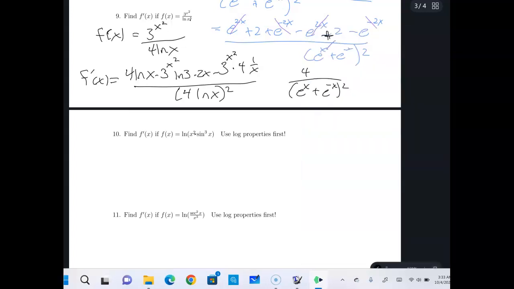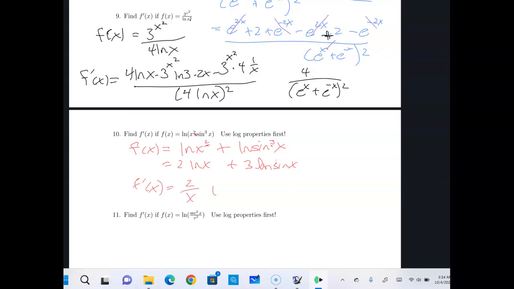Okay, so this one here, before I take the derivative, I'm going to separate it. So I've got ln of x squared plus ln of sine cubed x. These are powers on the argument, so both of these will come down. Okay, so now I'm ready to take the derivative. So 2 times 1 over x plus 3 times 1 over sine of x times the derivative of sine, which is cosine.